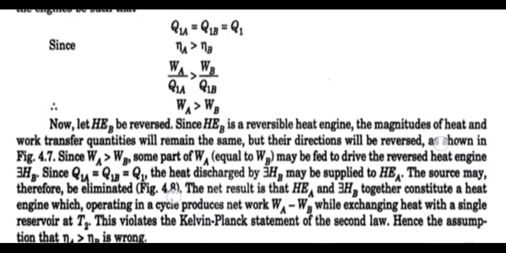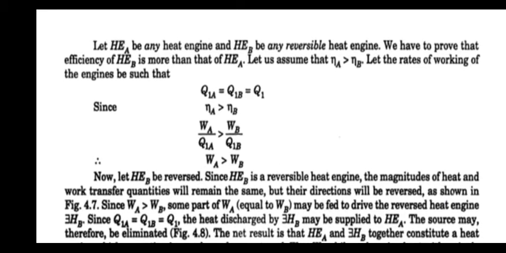So efficiency, the formula is represented as work done divided by heat supplied. So WA divided by Q1A is greater than WB divided by Q1B. Why greater? Because we have assumed that the efficiency of heat engine A is greater than the efficiency of heat engine B.